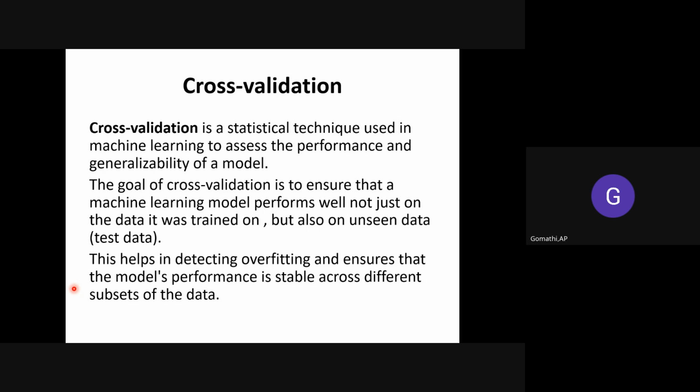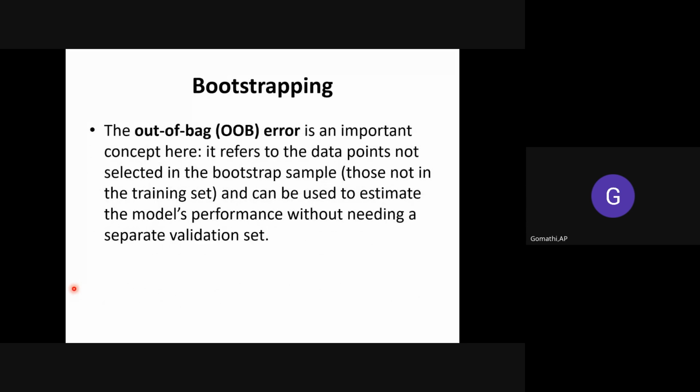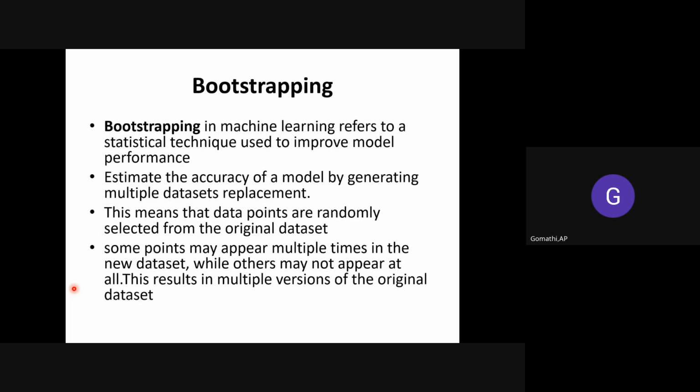Next concept is bootstrapping. What we have discussed in the previous few seconds means there is bootstrapping. It is a machine learning technique that refers to the statistical technique used to improve the model performance by applying resampling with replacement methodology, repeat sampling, and aggregation of results. These are the statistical techniques used in bootstrapping to improve model performance.